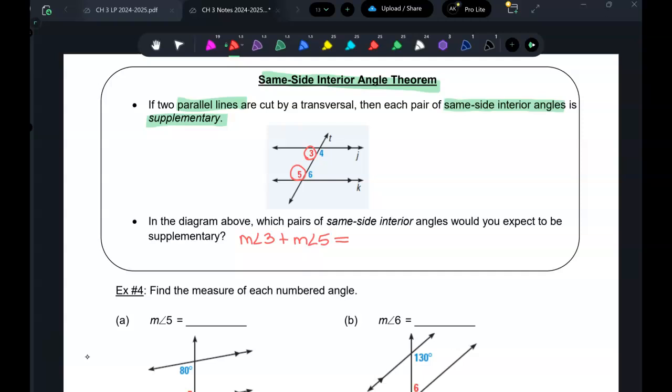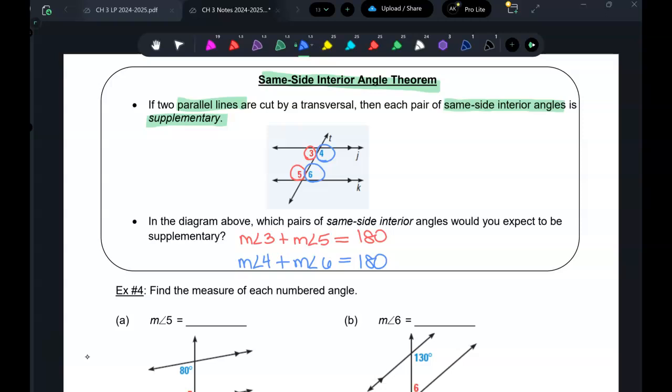Look at these two. Angle 3 is acute, angle 5 is obtuse. They don't even look like they could be congruent. So what do they have to add up to if they're supplementary? 180. And then we could see here 4 and 6, so measure of angle 4 and measure of angle 6 equals 180. So the only one that's different, okay, same side interior add up to 180, whereas all the other ones are going to be congruent.